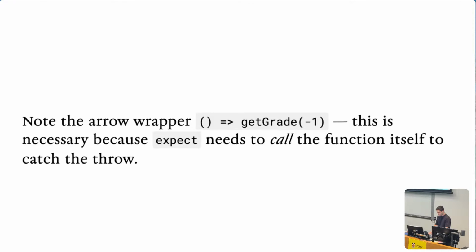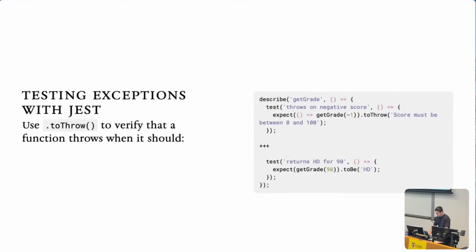Note the arrow wrapper. What is this trying to say? This is kind of obvious, but we need to call the function to get the error to be thrown, because the error gets thrown in the logic of the function. If we didn't have that arrow section, it wouldn't throw it. Because I feel like I wrote my test without that arrow. The test below doesn't have it.